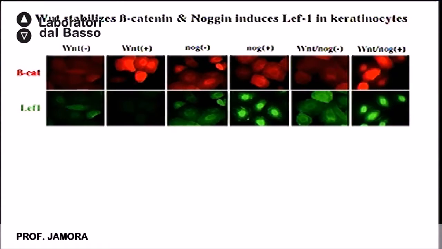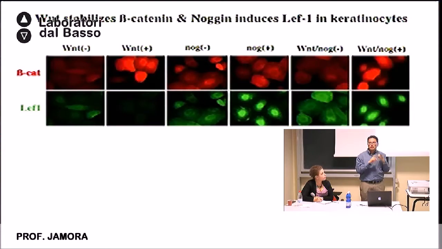But it has no effect on LEF1 expression. However, if we treated the cells with noggin, we can get LEF1 expression in the nucleus, but that has no effect on the levels of beta-catenin, right? But I told you, it's a LEF1 beta-catenin complex that is the transcription factor. So when we added both Wnt and noggin, we can get nuclear beta-catenin and nuclear LEF1. Okay, so the signal to say you're going to become a hair follicle is the product of two different extracellular stimuli, Wnt and noggin, and that seems to be turning on beta-catenin and LEF1, the transcription factor.